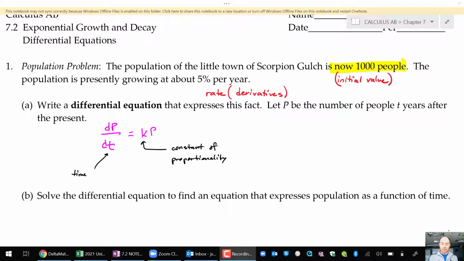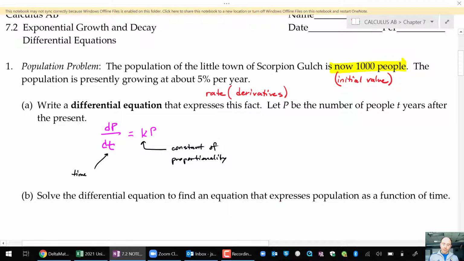So here's the first one. This one is talking about population growth. It says that the population of the town of Scorpion Gulch is now 1,000 people, and that population is growing at the rate of 5% per year. So where you see that phrase per year, there's the rate. And calculus is the study of rates, and so we have a derivative concept right there with this population growth rate. And part A says to write a differential equation that expresses this fact.